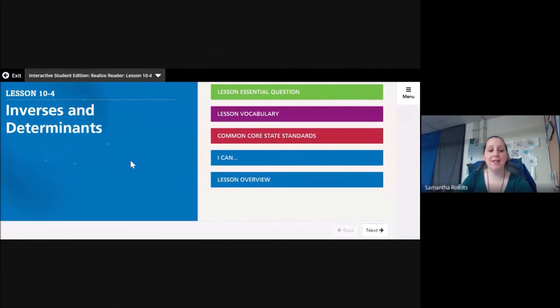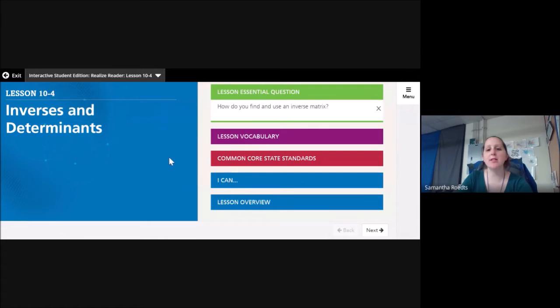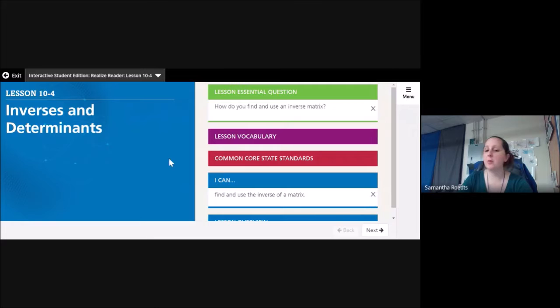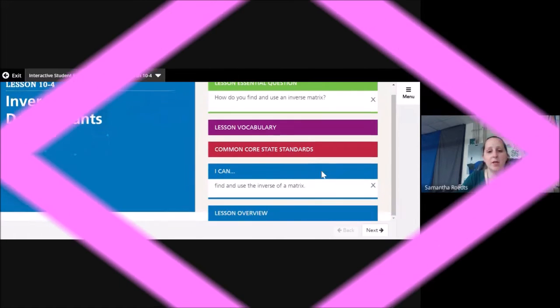Right, this is Unit 10, Lesson 4, Inverses and Determinants. Our lesson essential question is, how do you find and use an inverse matrix? At the end of this lesson, you'll be able to find and use the inverse of a matrix.